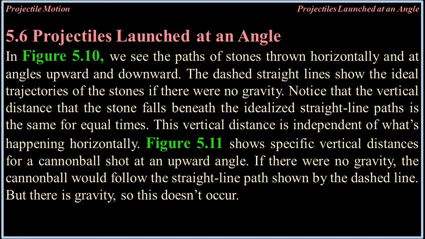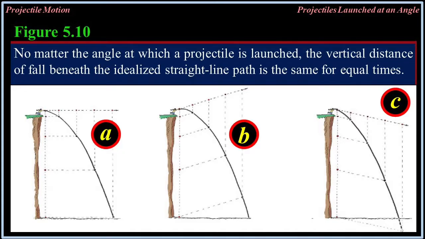So let's look again at 5.10, and then let's look at 5.11. So here's a perusal. We'll look at 5.10, A, B, and C: horizontal, pointed upward, and then pointed downward.